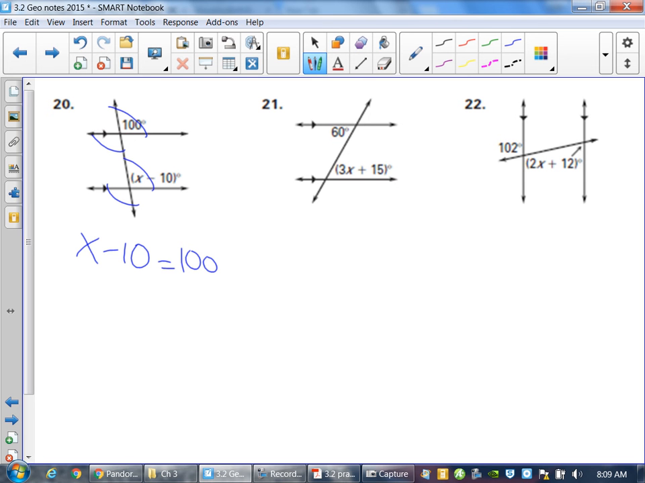So if 100 and x minus 10 are equal, yeah, corresponding: when you have two parallel lines cut by a transversal, corresponding angles are equal. But you're finding the measure of the other ones. I already solved for x. That's it. That's all there is to this stuff, guys.